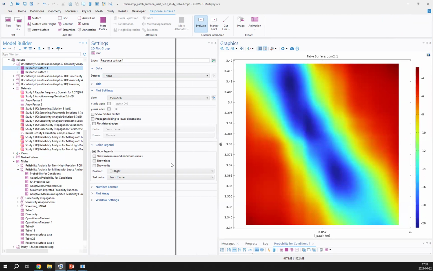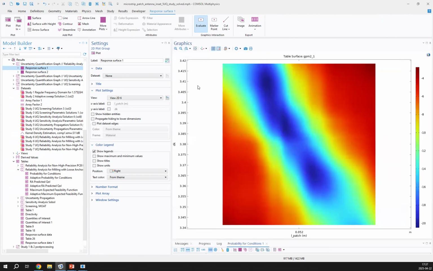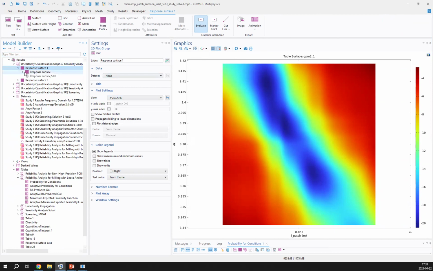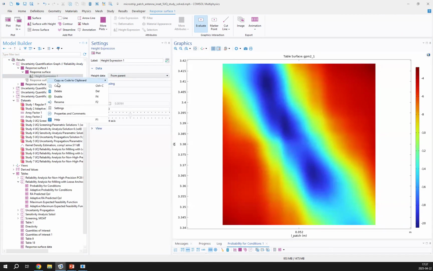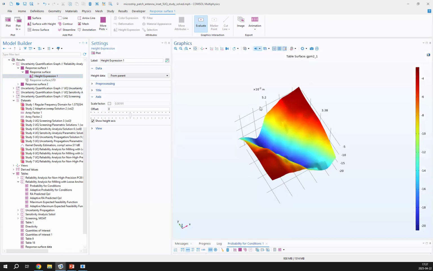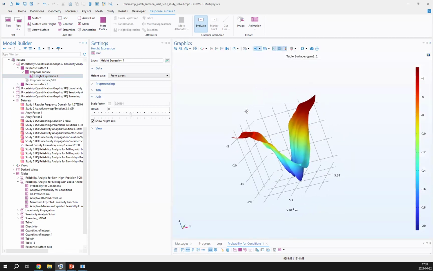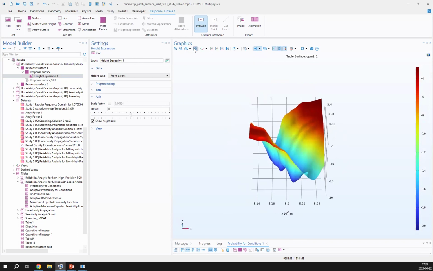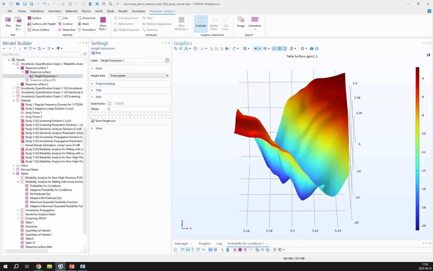As an extra visualization, we can check so-called response surfaces, which depict both input parameters and the output quantity of interest in a surface plot, and we can add an extra height expression to make it a bit more informative. Okay, and let me return to my slides.